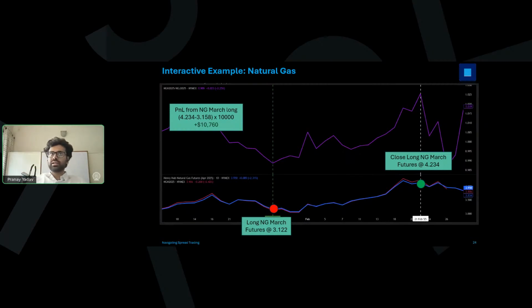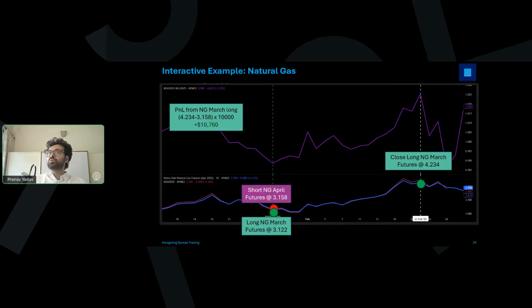So we can pretty trivially calculate the P&L from such a position, right? The P&L from this position would simply be the exit price minus the entry price times the contract size. Putting that all together, it gives us a profit of $10,760 for the long position.